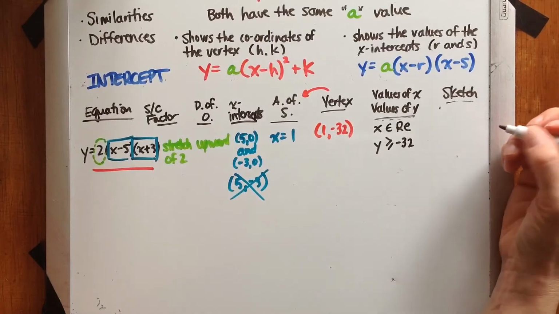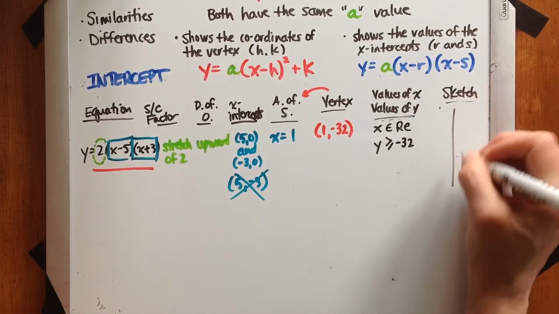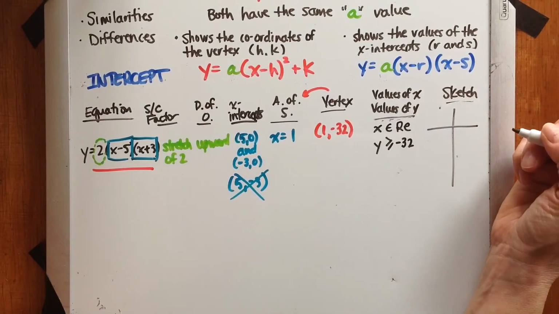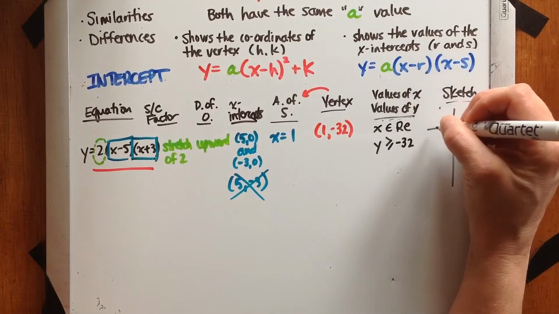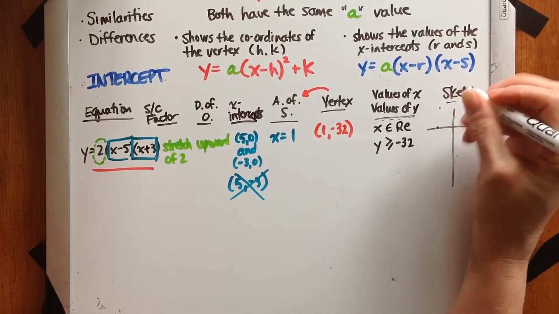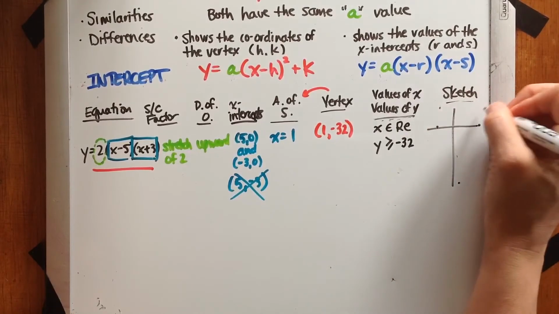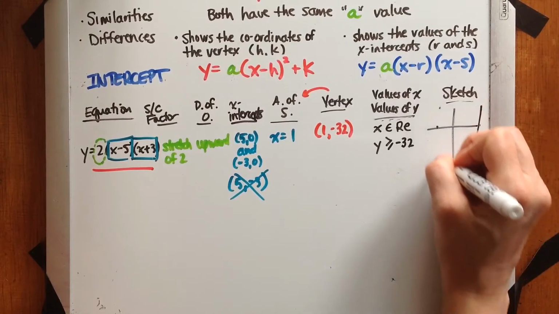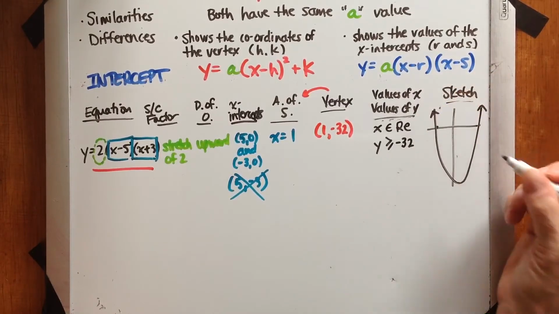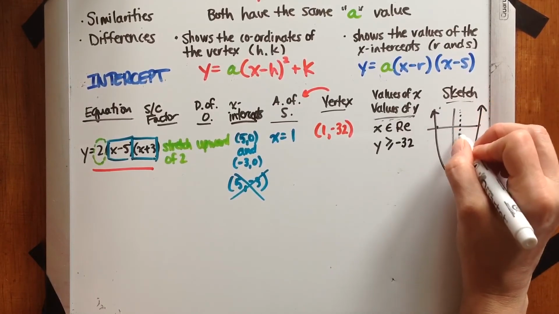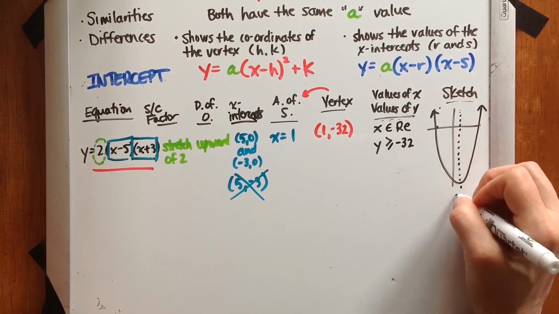And if you were to sketch it, you would find that you would have an x-intercept here at -3, you'd have one at 5, and you'd have a vertex down here at 1, -32. And when you do a sketch, you should show all of the key features, all of them. They don't have to be to scale, but they have to be labeled.